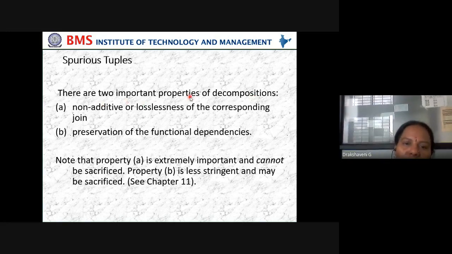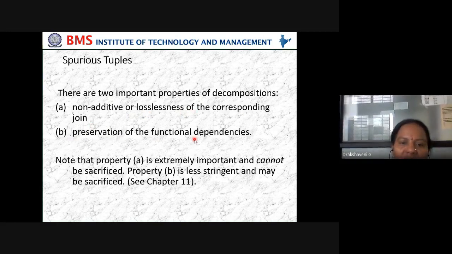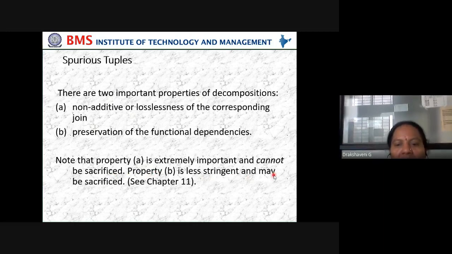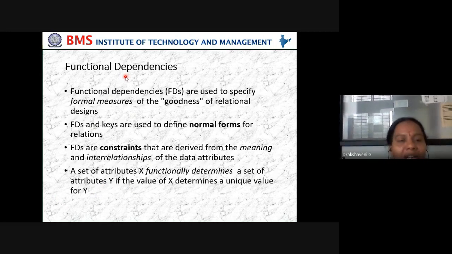So there are two important properties of decomposition: non-additive or losslessness of the corresponding join, and preservation of functional dependencies. Note that property A is extremely important and cannot be sacrificed. Property B is less stringent and may be sacrificed. We'll see them. First, we see what a functional dependency is.